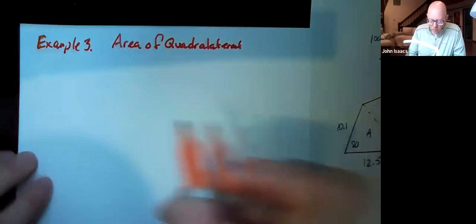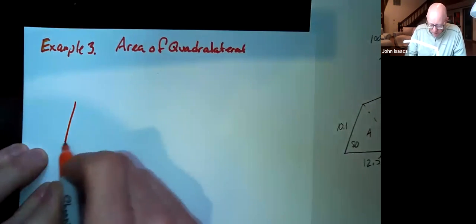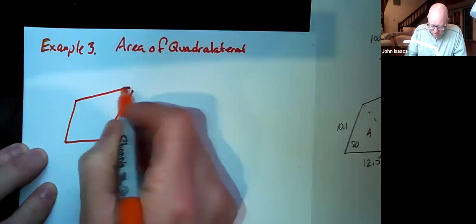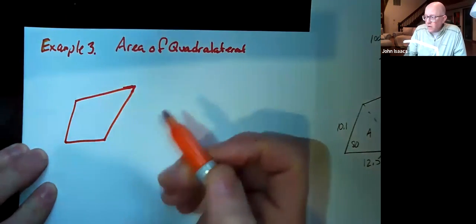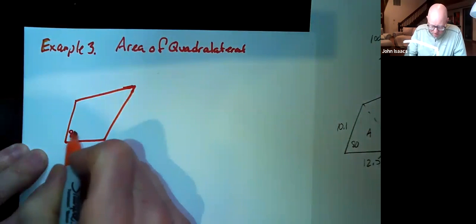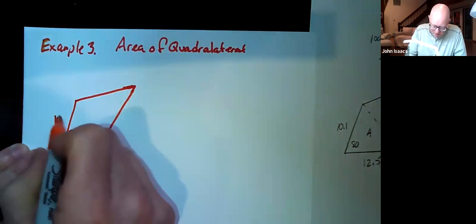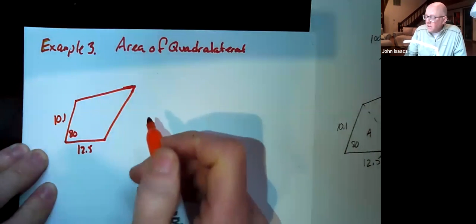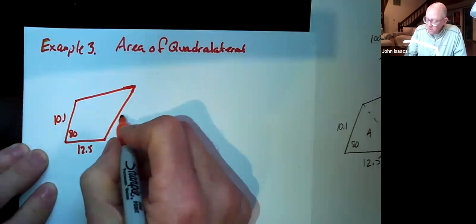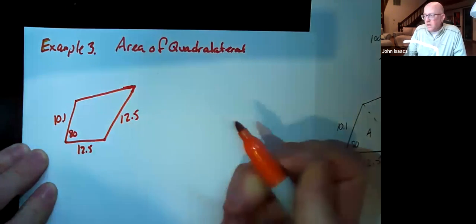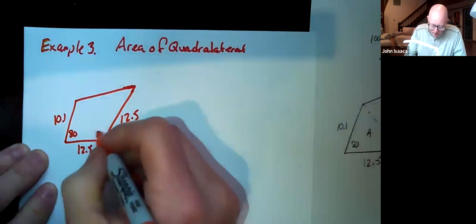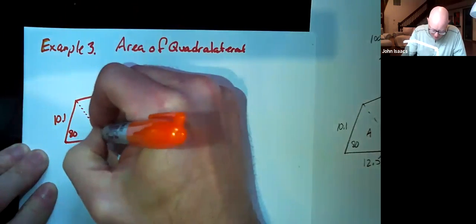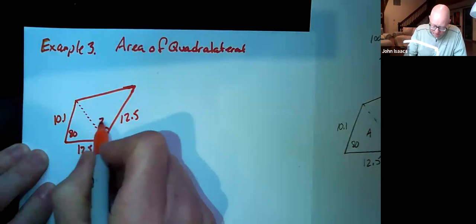But what if you're given a shape like this, with this being 80 degrees, this being a distance of 10.1, this being 12.5, this distance also being 12.5, and an angle here to this cross cut as being 75 degrees.